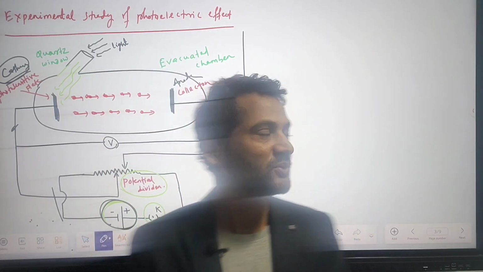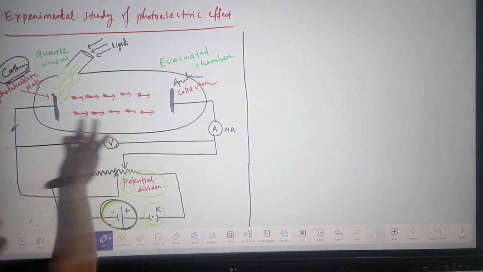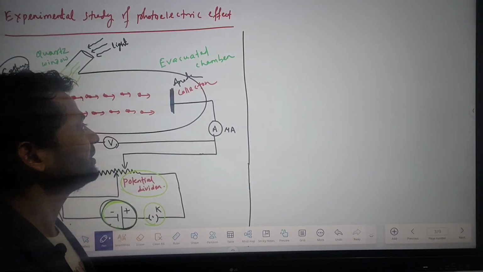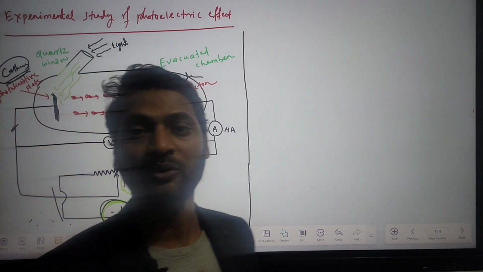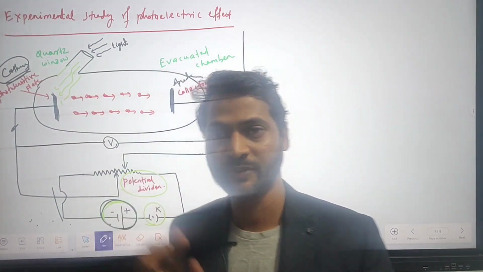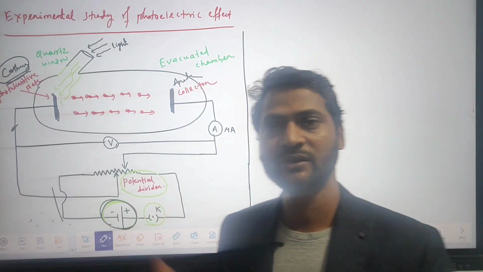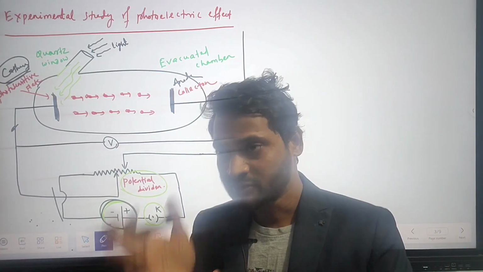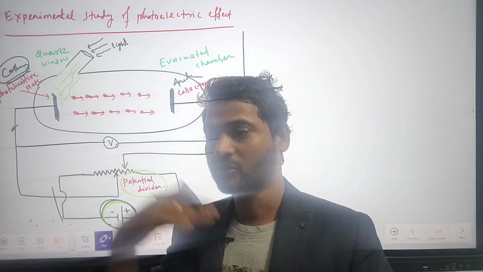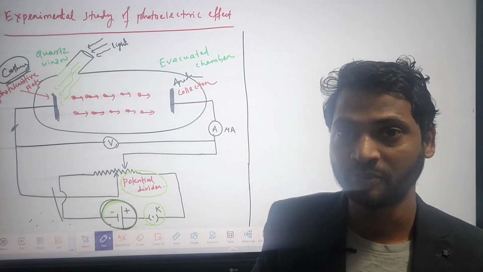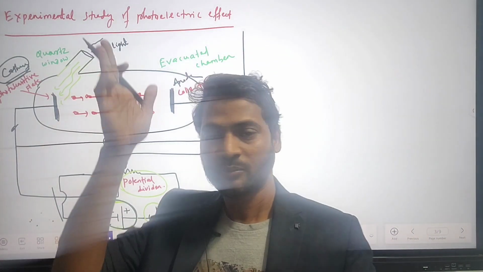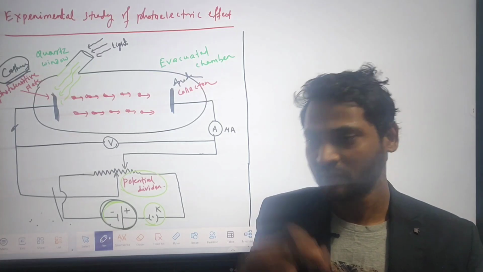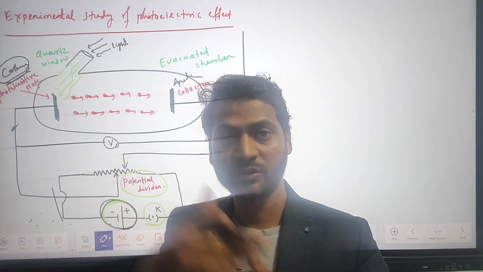In this lecture, I'll explain in detail the experimental study of the photoelectric effect. So what exactly happens in photoelectric emission or the photoelectric effect? Mostly we'll get questions in the board exam in terms of graphs. What is the variation of photocurrent with respect to anode potential? What is the variation of photocurrent with respect to intensity?